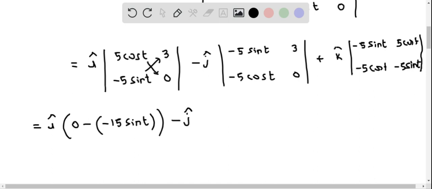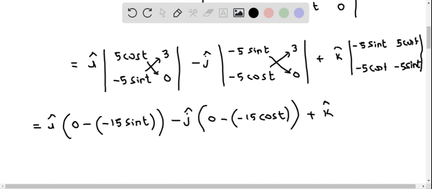Now we will evaluate this 2 by 2 determinant. Once again, we calculate the product of this diagonal minus the product of this diagonal. So therefore, this becomes negative 5 sine t times 0 is 0. We then put minus. Then the product of minus 5 cosine t times 3 is minus 15 cosine t. And then plus k vector.